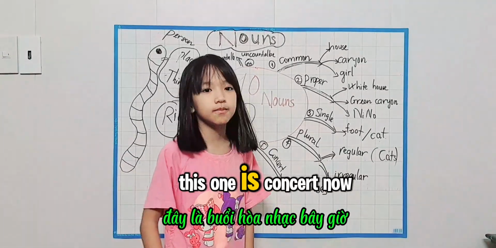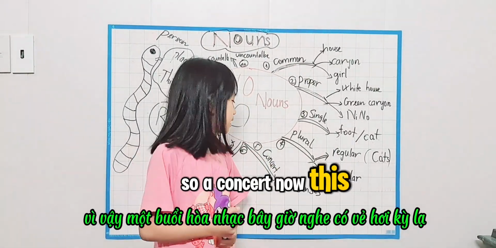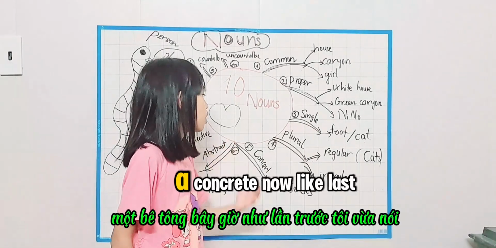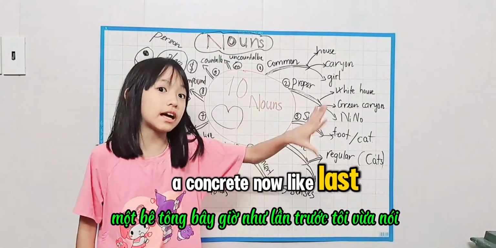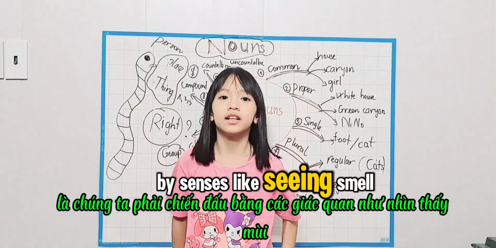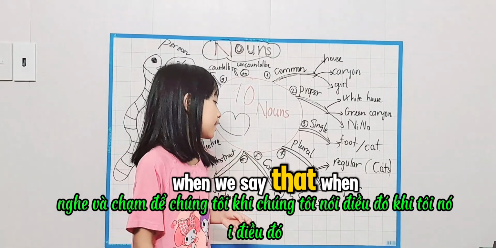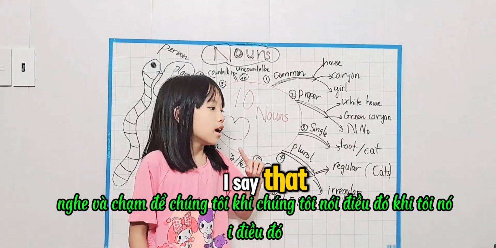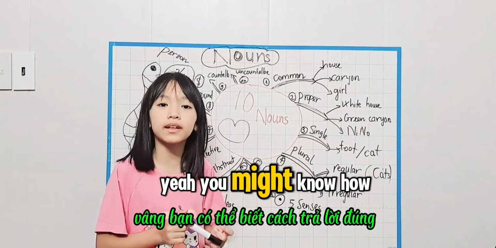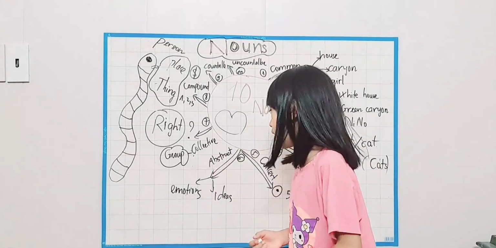This one is concert noun. A concert noun, this sounds kind of weird. Oh, it's concrete, not concert at all. A concrete noun, like last time I said, is that we have five senses: seeing, smell, taste, hearing, and touch. So when I say that, is it a concrete noun or an abstract noun? Yeah, you might know how to answer, right? These are very important nouns, and there are 10 different kinds. And we're just going on.